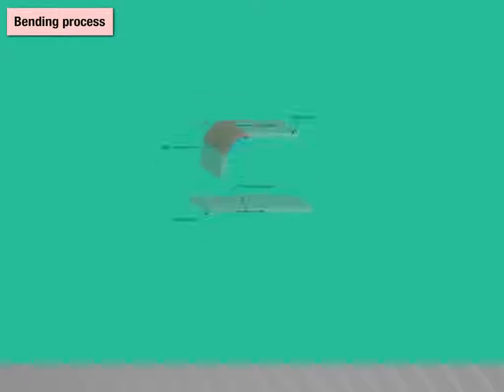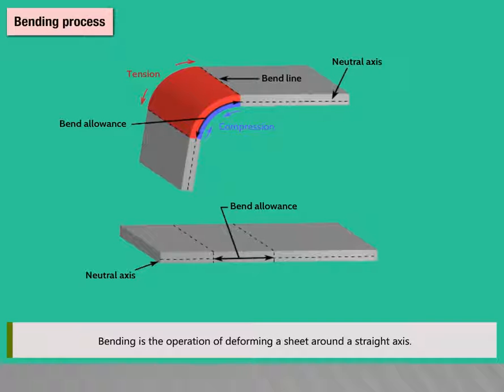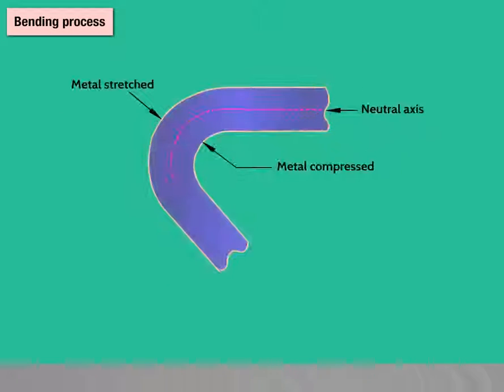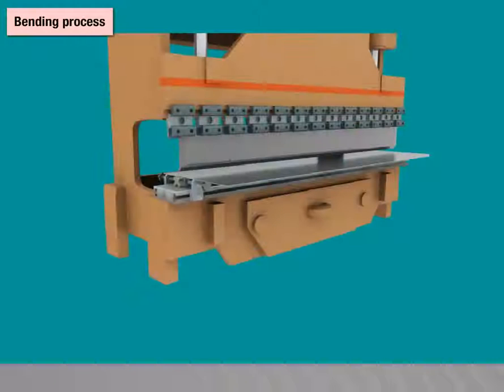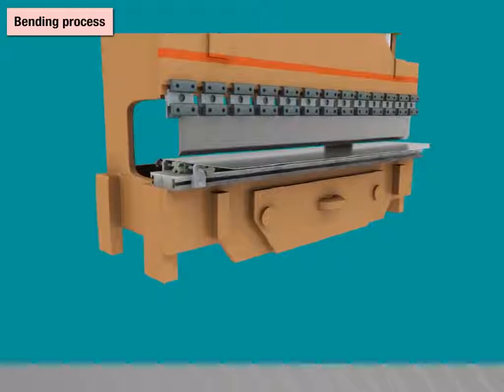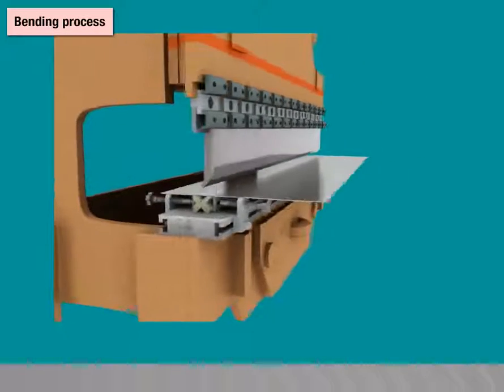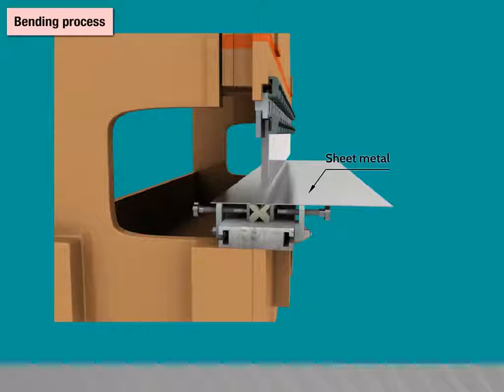Bending process. Bending is the operation of deforming a sheet around a straight axis. The neutral plane lies on this straight axis. An example of the bending process is the press brake machine. Some of the parts are ram, punch, plate, sheet metal, bed, die.